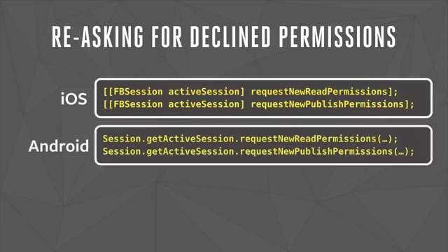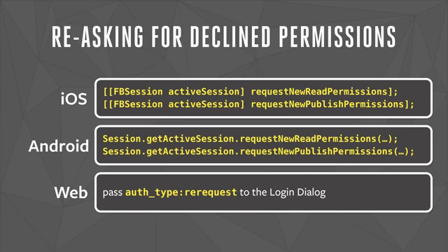To increase the likelihood that people will grant you a permission they previously declined, it's important that you first explain to people why you actually need that permission. You should then give the person an explicit call to action to invoke the login dialog again. For this reason, if you want to re-prompt for declined permissions, you must call a special method to redisplay the login dialog. On iOS and Android, you call the request new read permissions or the request new publish permissions methods on the FB session object. On the web, you must pass auth type re-request to the login dialog.